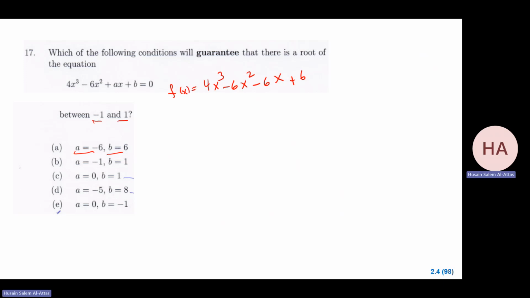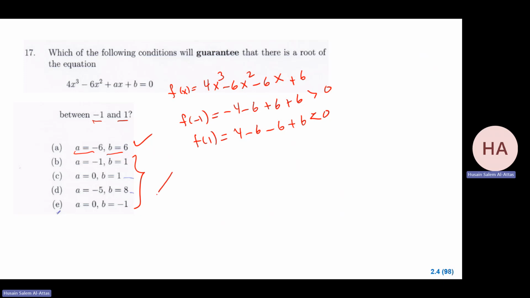And I have this minus 1 and 1. Check f of minus 1. It will be minus 4 minus 6 plus 6 plus 6. So that will be positive. Check f of 1. That will be 4 minus 6 minus 6 plus 6. So it will be negative. So this is correct. Yeah, if you check these for sure, they're not correct. And I will leave it for you. Yeah, the same idea. But it's too odd.